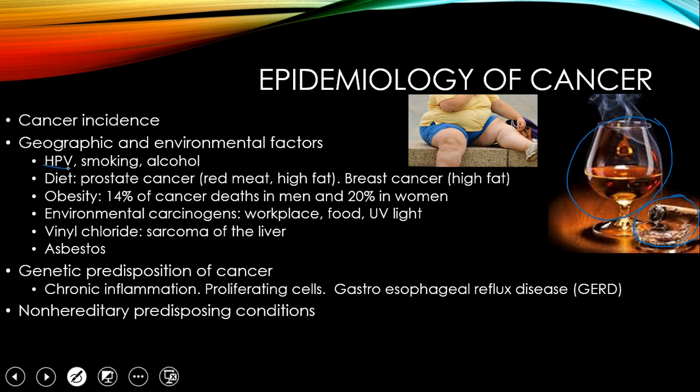So human papilloma virus is another environmental issue. Smoking, alcohol, and again, diet. Eating certain foods can increase your likelihood of different kinds of cancer. Apparently, eating lots of red meat and high-fat foods increases your likelihood of prostate cancer, and being high-fat also increases the likelihood of breast cancer. And obesity in general accounts for 14% of cancer deaths in men and 20% in women. So if you're fat, you're increasing your likelihood by 14%. Or maybe that's responsible for 14% of the deaths. Yeah, I think that's what it is.